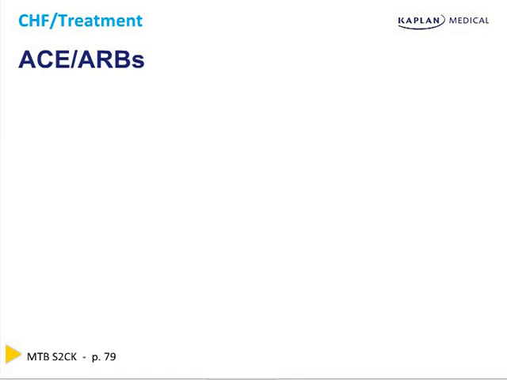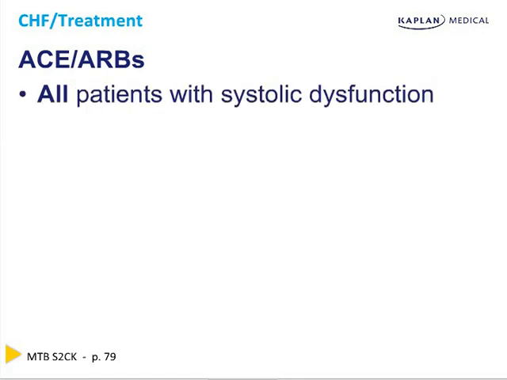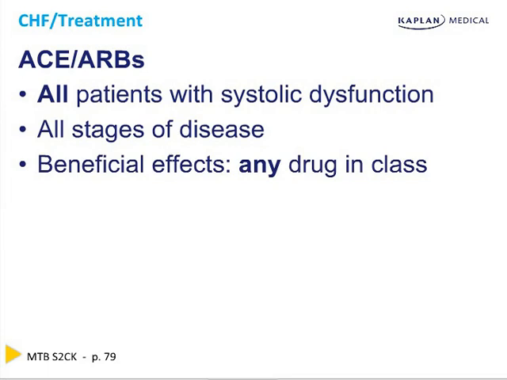ACE and ARBs for all systolic dysfunction. However, ACE inhibitors, angiotensin-converting enzyme inhibitors, are always first. This is a very clear question. It's not my opinion. You don't have to believe me. You just have to answer it. If there's a choice, it's ACE inhibitors first. All stages of disease with congestive heart failure, with systolic dysfunction. And all drugs in the class have the benefit.